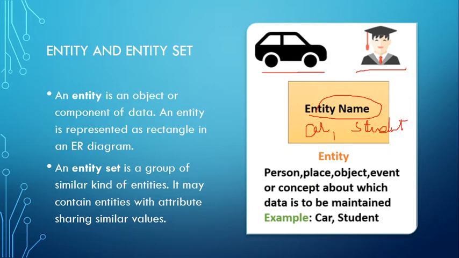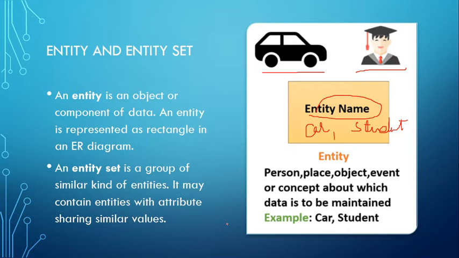So, what is an entity set? An entity set is a group of similar kind of entities. It may contain entities with attributes sharing similar values. So the entity set will be the one which has similar values.